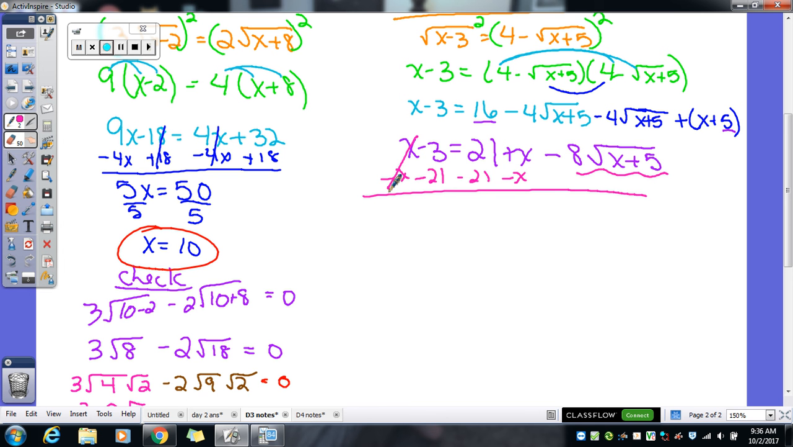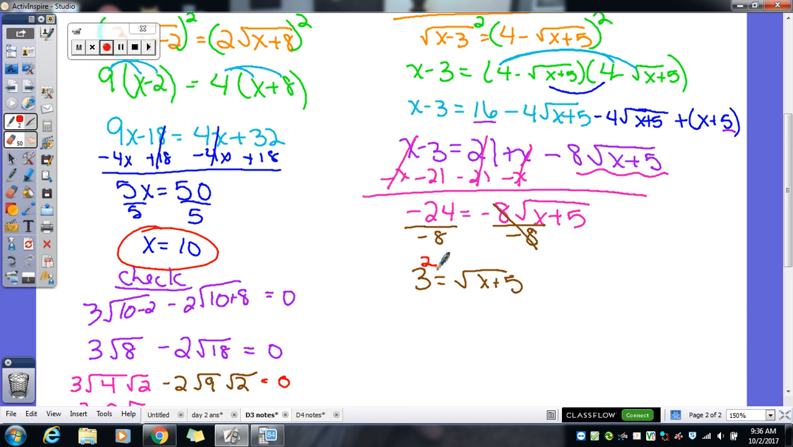So the x's actually end up canceling on both sides. Negative 3 minus 21 is negative 24. So I get negative 24 equals the negative 8 radical x plus 5. What should we do with that negative 8? Divide. So I get 3 equals radical x plus 5.